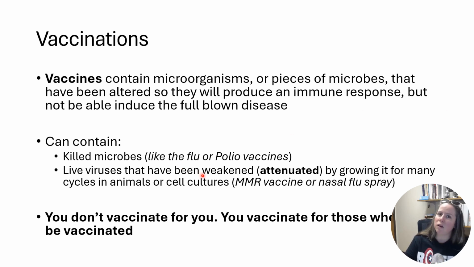We also have a type of vaccination called an attenuated vaccine, where the microbe is alive, but we have altered it so it's not as strong as it used to be. So it can't cause as bad of a reaction. How we do this is we grow it in cell culture or animals so that it basically gets kind of tired after a while. It's like if you ran a lap around the track, the first lap, you're going strong. But as you continue to have to keep running, you're going to get tired. So examples of this would be the MMR vaccine, measles, mumps, and rubella, as well as the nasal flu spray.